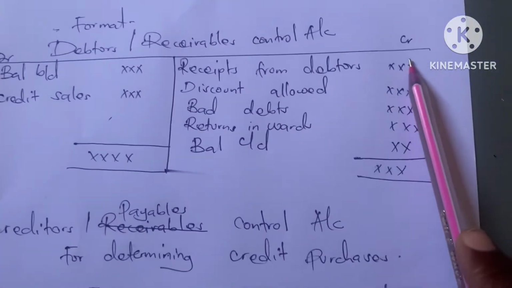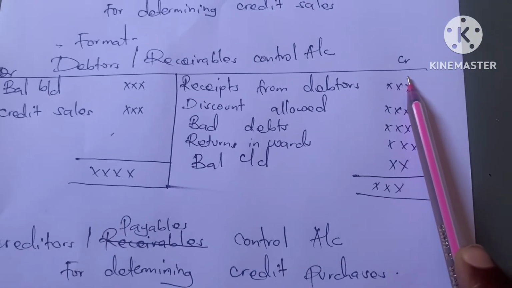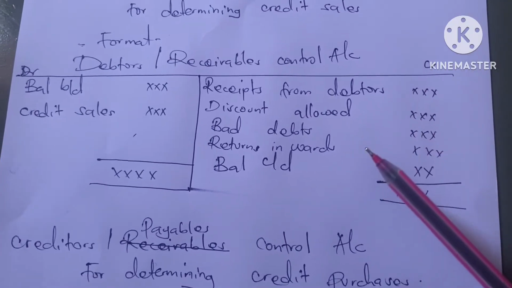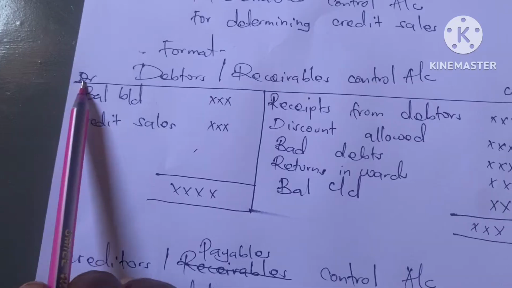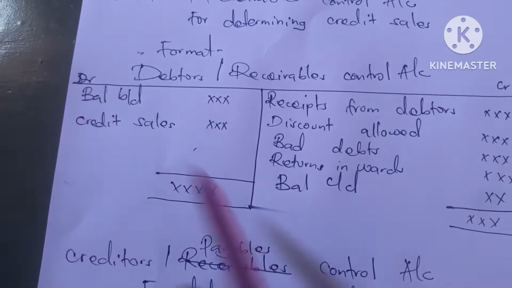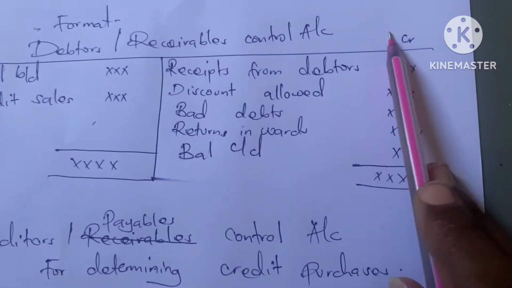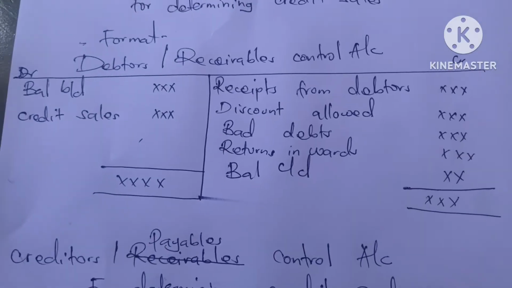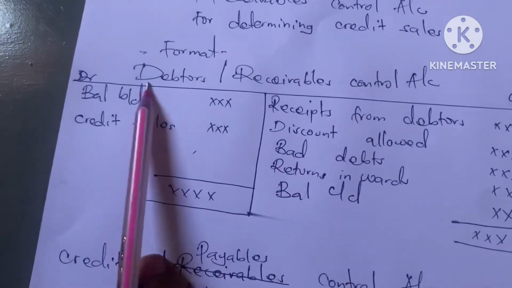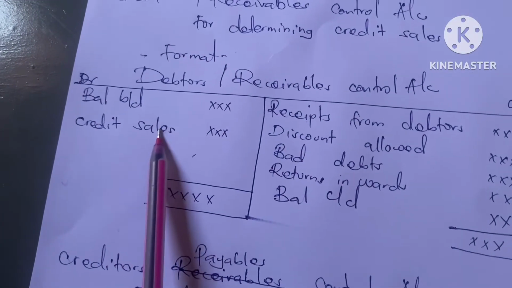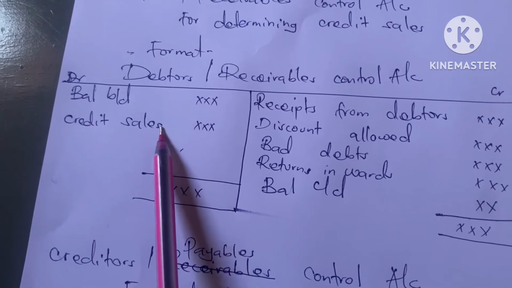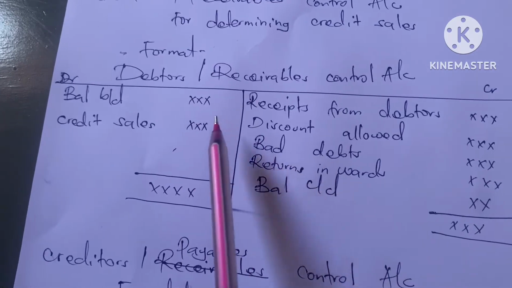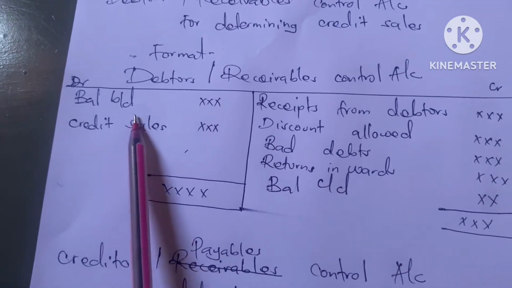Then on the credit side, we have these ones. On the debit side, we put what increases the debtors account, and on the credit side, we put what reduces the debtors account. Yeah, the opening balance. Then when you make credit sales, the money that you're demanding from the debtors is increasing. That's why we put it this side.